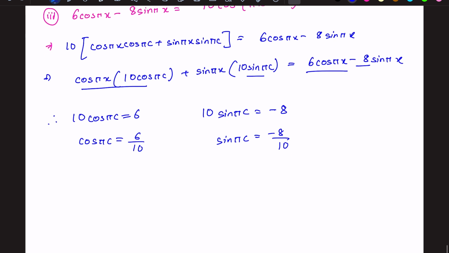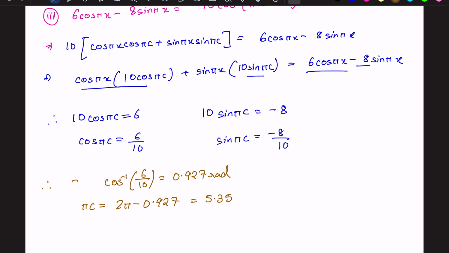Fine. Now, we have to find the quadrant where cos is positive and sin is negative, which is basically the fourth quadrant. So we'll find the solutions in the fourth quadrant. To do that, first let's find the principal solution using cos pi c. So pi c equals cos inverse 6 over 10. If I use my calculator to solve this, I'll get 0.927 radians. But 0.927 radians is in the first quadrant, so I have to shift it to the fourth quadrant. So the fourth quadrant will be 2 pi minus theta, which is 0.927. So pi c would be equal to 5.356. So c is 5.356 divided by pi, which is equal to 1.705. This is the minimum value of c.